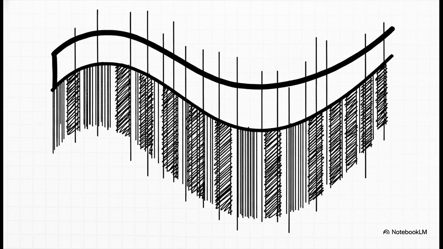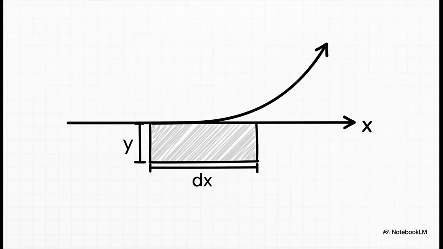So, instead of trying to wrestle with that entire complex curve all at once, we do something way cleverer. We just chop it up. We slice the whole thing into a gazillion, well, technically a nearly infinite number, of super thin vertical rectangles. Each one is so incredibly narrow that it's basically a straight line. Now, why would we do that? Because all of a sudden the problem becomes dead simple.